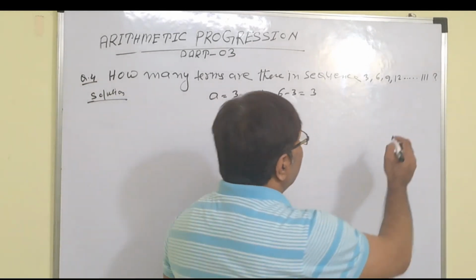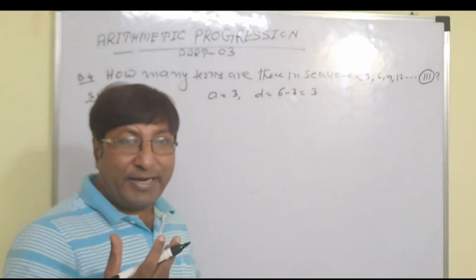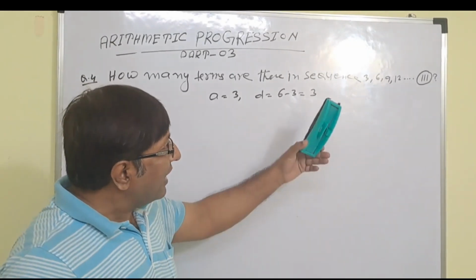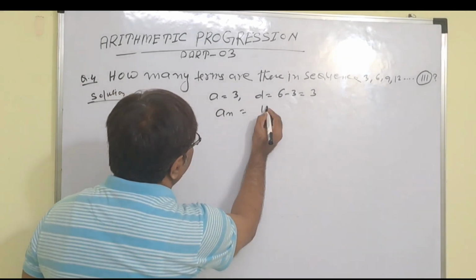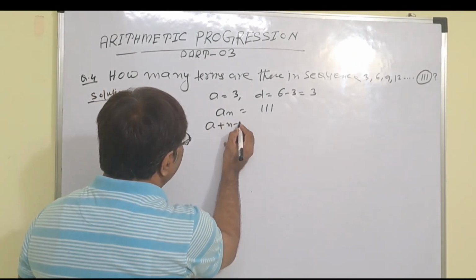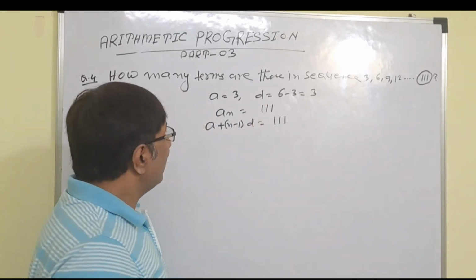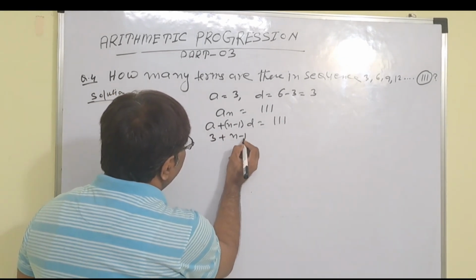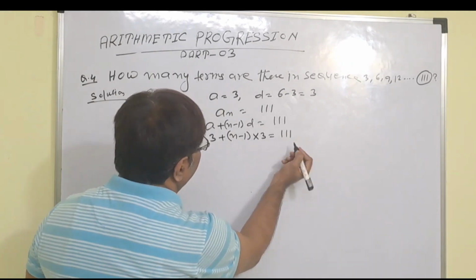Now we have to find how many terms. The last term is given, 111. We know the nth term of any AP is a plus n minus 1 into d. Here the last term is given, which means the nth term is 111. So the formula a plus n minus 1 into d equals 111. Here the first term a is 3, so this is 3, and the common difference is 3, and this equals 111.